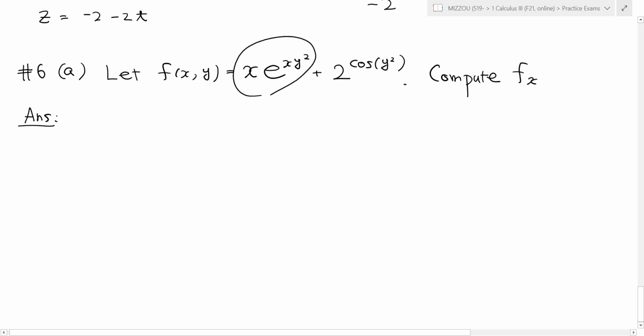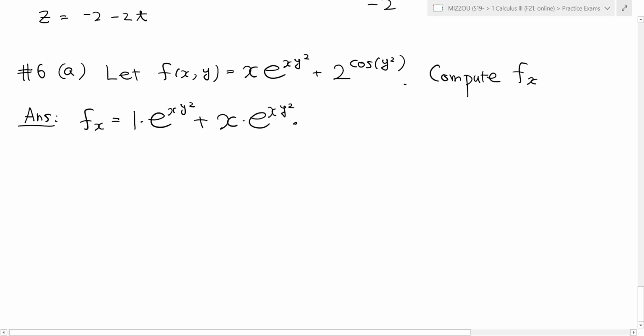So you differentiate this with x. Now this is a product of two things, x and this. So this is 1 times e to the power of xy squared plus, by the product rule, leave x, and you differentiate this. So this is e to the power of something. So this stays as e to the power of something, and then you multiply the derivative of this something. And you differentiate with x, you get y squared.